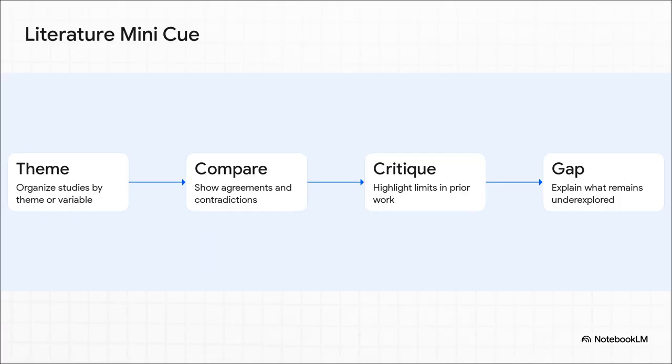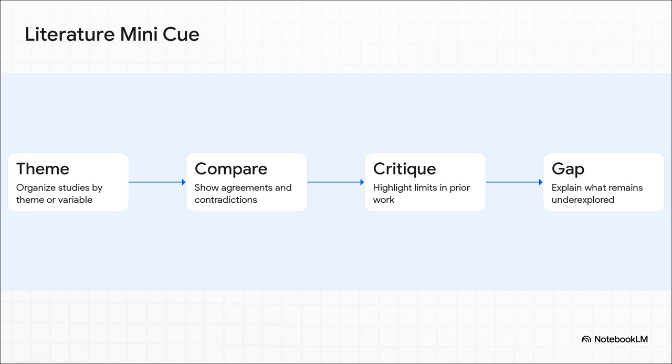And this beautifully illustrates the exact workflow to fix that summary trap. The infographic gives us a mini cue for the literature review, and it goes exactly like this. First, identify the theme. Second, compare the studies within that theme. Third, critique them. Really highlight the limits in prior work and explain what's underexplored. And fourth, you naturally arrive at the gap.